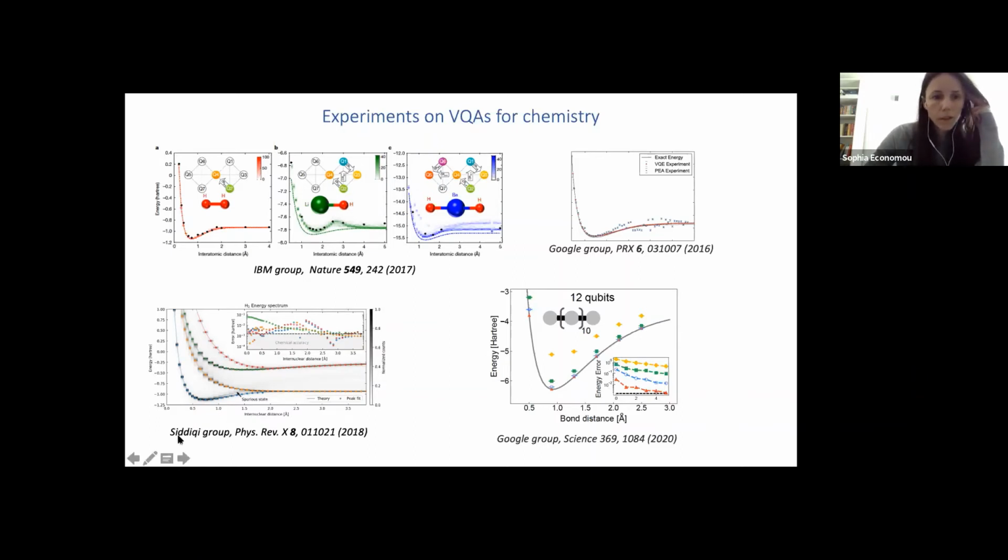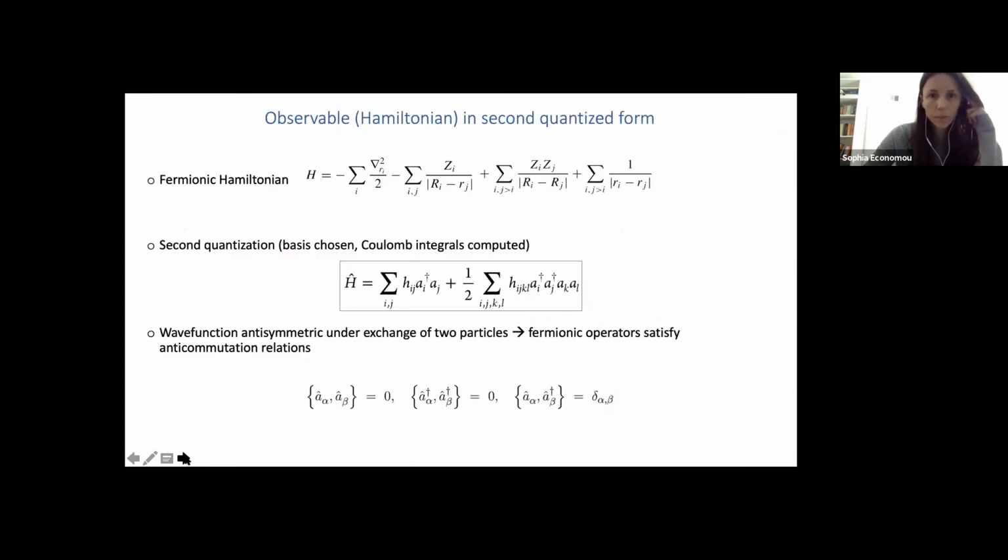So in all these cases, they find ground states, or in some cases, excited states like shown here on the left, as you change the interatomic distance. So I'll try to explain what goes into these types of calculations and experiments.